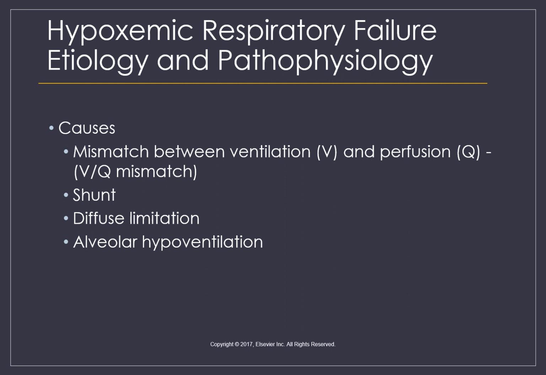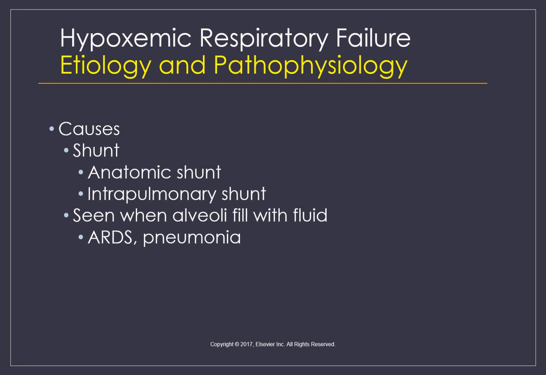So for shunt, this could be anatomic or intrapulmonary. A shunt can be viewed as an extreme VQ mismatch. The anatomic shunt occurs when blood passes through an anatomic channel in the heart, like a ventricular septal defect, and completely bypasses the lungs. So it doesn't engage in gas exchange whatsoever. An intrapulmonary shunt is when blood flows through the pulmonary capillaries without participating in that gas exchange.